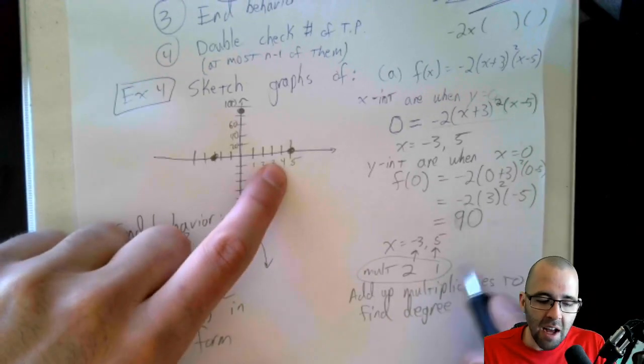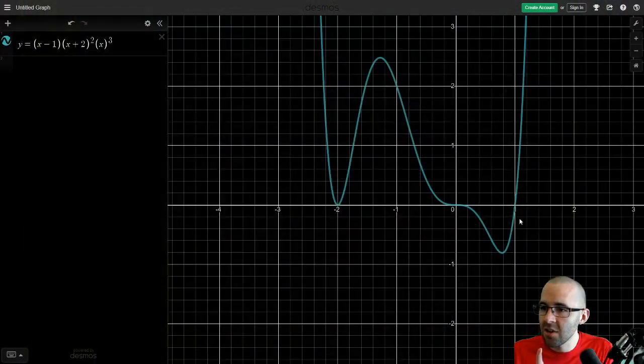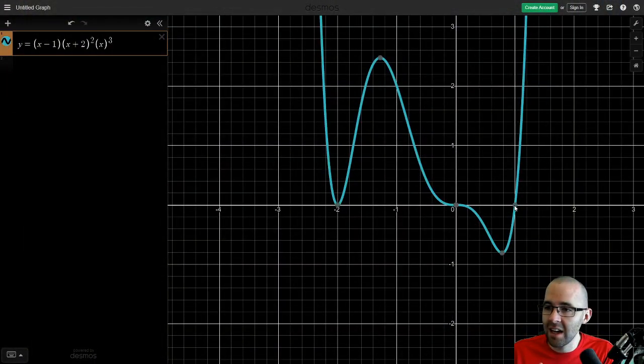This 0 has multiplicity 1. Multiplicity 1, we said, looks like this. It crosses kind of like a line locally. Multiplicity 3 crosses like a cubic locally. Multiplicity 2 doesn't cross, it bounces off like a parabola locally.